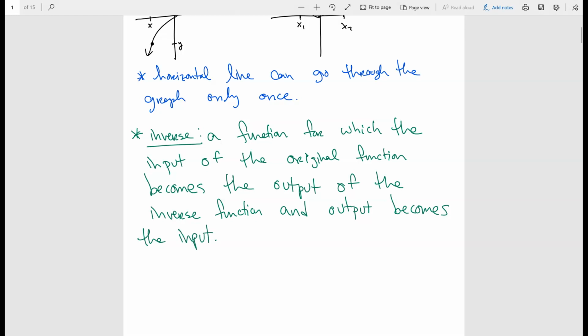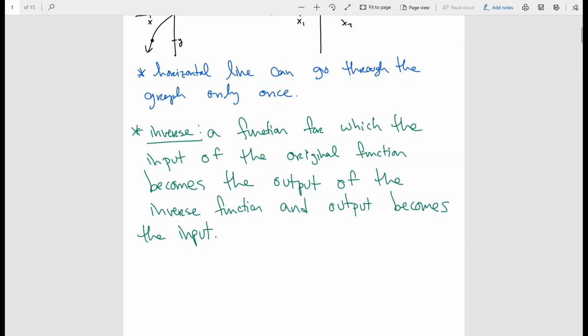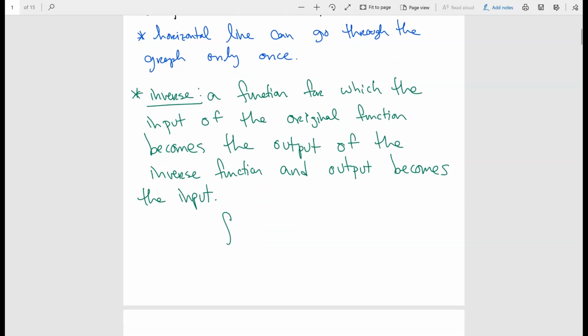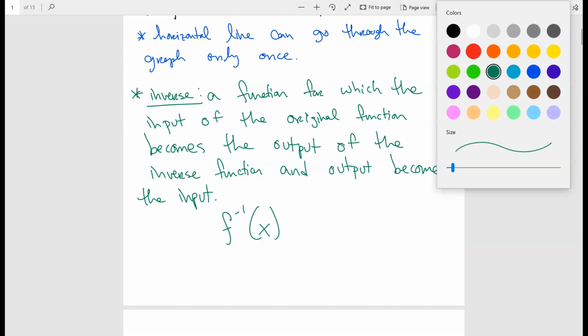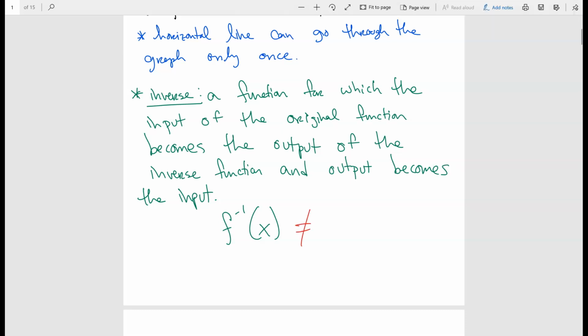It's just a function for which the input of the original function becomes the output of the inverse function, and the output becomes the input. The way that we write inverse functions is with the notation f inverse of x. This should not be confused with a power of -1. So this is not equal to this. This is just fancy notation with the -1.